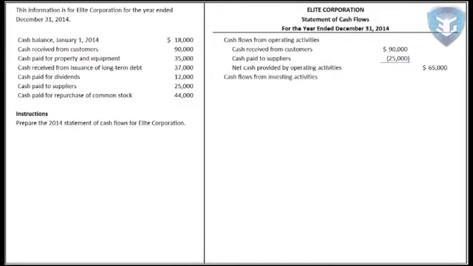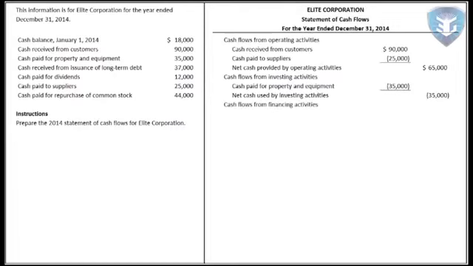Next, we will calculate cash flows from investing activities. Investing activities involve acquiring the resources necessary to run the business. The only investing activity listed is cash paid for property and equipment. This will be shown as an outflow of $35,000. Thus, net cash used by investing activities is $35,000.